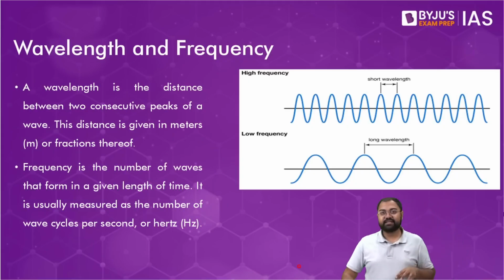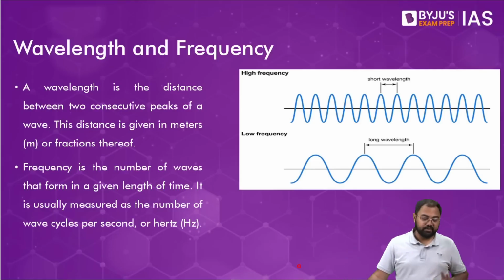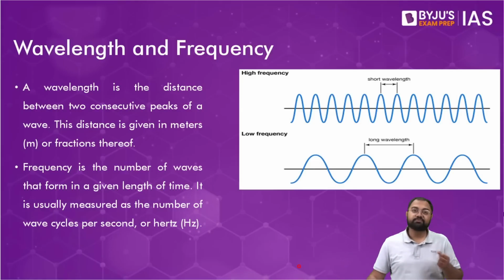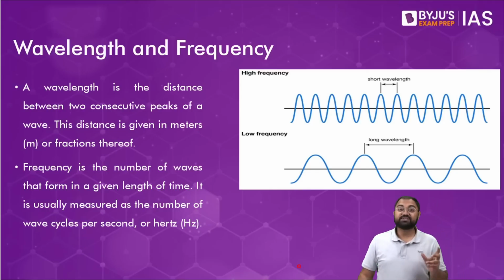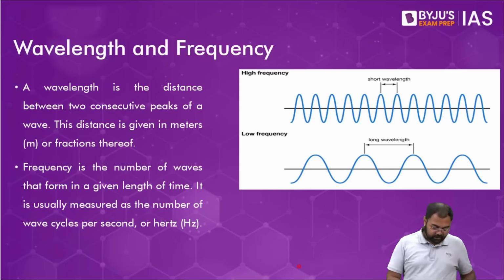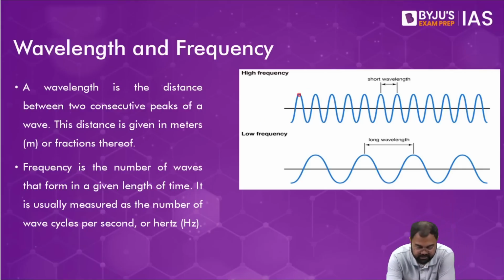Words or terms that we'll keep using all throughout this chapter: wavelength and frequency. What is the meaning of wavelength and what is the meaning of frequency? First term is wavelength. Wavelength means length of the wave. How do we understand what the wavelength is? We basically look at two similar points, and the distance between two similar points will be called the wavelength. For example, if I start here, go all the way down, come all the way up, and come back to the similar point, this will be called the wavelength.